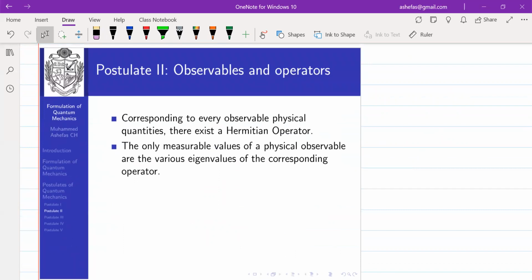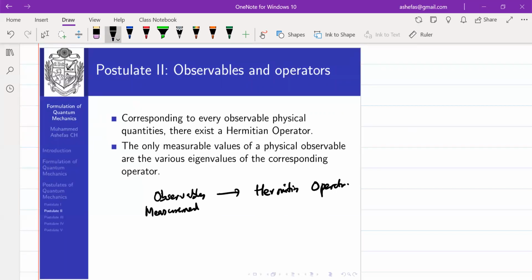So next, we can go to the next postulate, postulate 2. Postulate 2 is based on observables and operators. The observables are nothing but measurements. This states that corresponding to every observable physical quantity, there exists a Hermitian operator. So observables are also called measurements. For every measurement, there is a corresponding Hermitian operator.